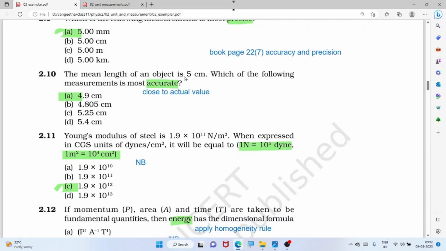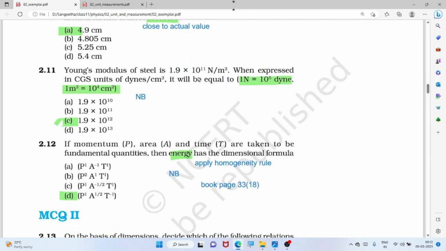The mean length is 5 centimeter. Which of the following? Here they are asking which is accurate. Accurate is nothing but more close to the original value, okay. Close to the actual value. This is the original value, which is more close, and this is the one more close.